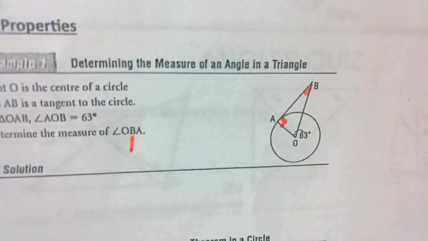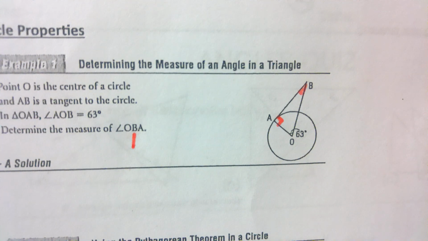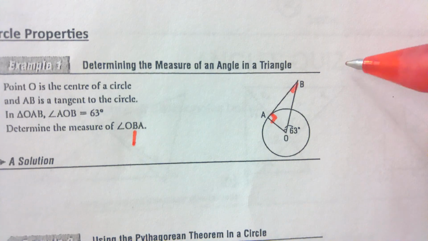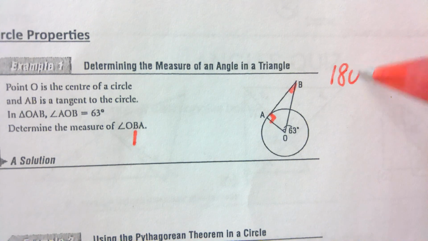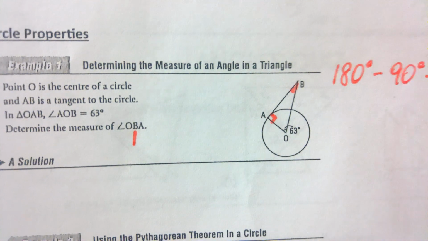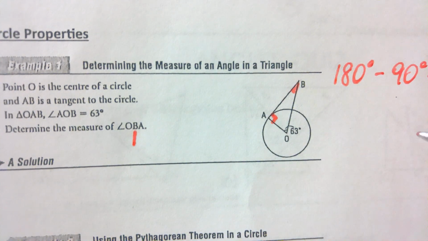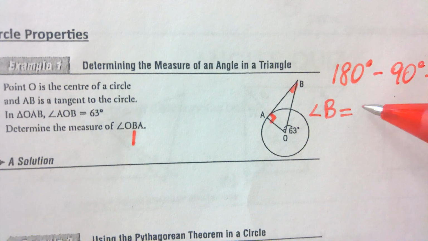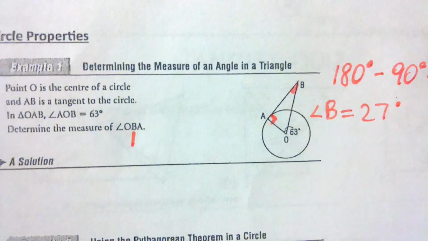And so what is angle B? Emmy, what did you get? 27. How did you get 27? Because all angles should equal 1 angle. Right, yeah. So if you do that, angle B is 27 degrees.